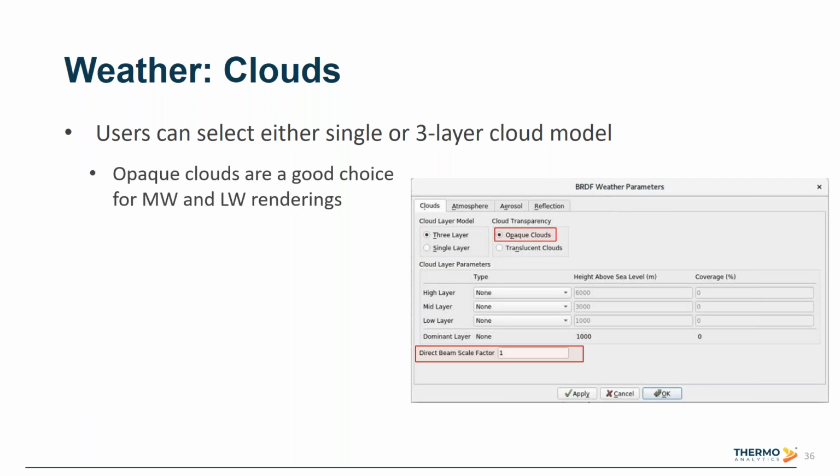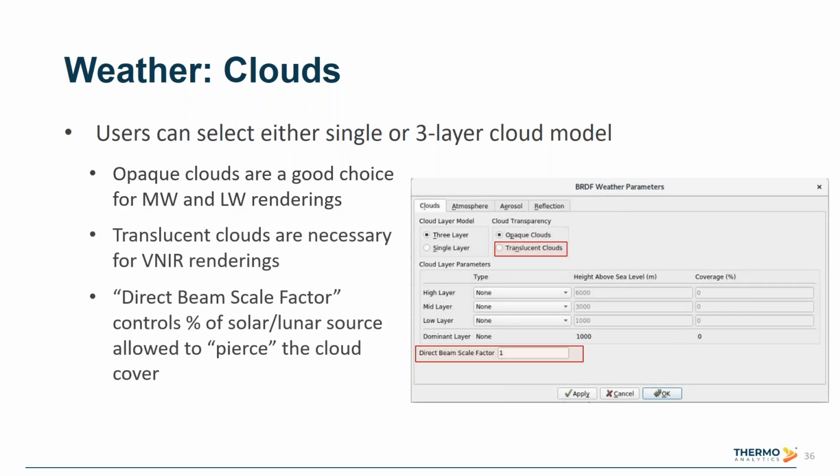The opaque cloud option assumes that the clouds are blackbody emitters at the altitude-dependent air temperature. This is an appropriate assumption for the mid-wave and long-wave thermal wavebands. The translucent cloud option is necessary for the shorter wavelength bands, like near IR and shortwave IR, where the cloud radiance is dominated by reflected and transmitted light, not temperature. There is also an option called direct beam scale factor, which controls the percentage of solar or lunar source allowed to pierce the cloud cover.